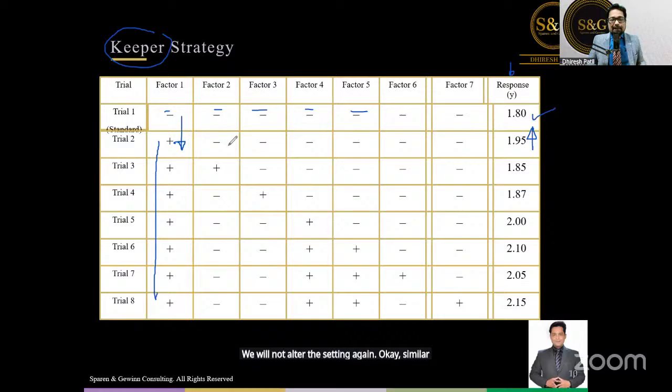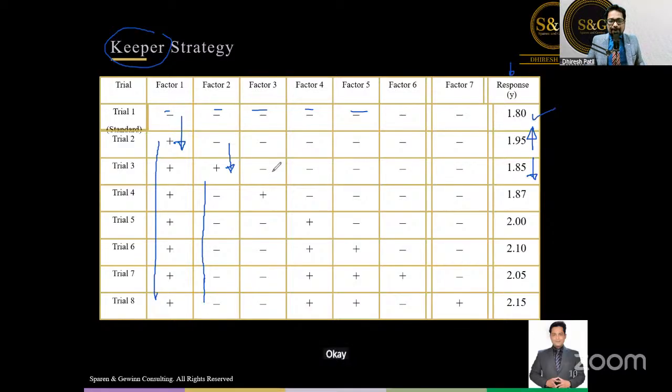Similarly, in the third round they change the second factor. Now, if you see, from 1.95 the response has reduced. That means for factor 2, if I increase it, the response is reducing. So they will never change this factor again. They will go back to the original setting, so they will keep the original setting.